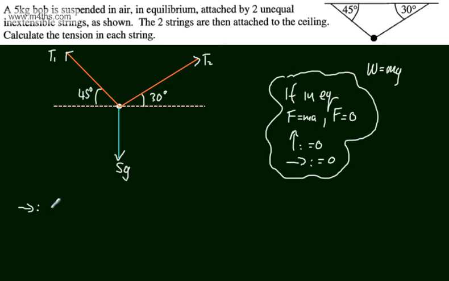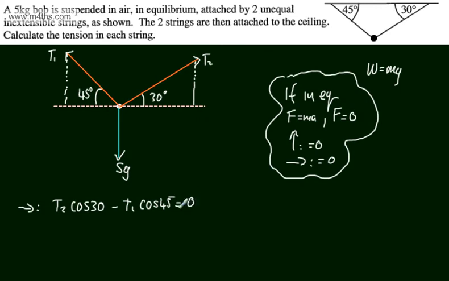So if I go ahead and resolve horizontally, let's consider the horizontal component of this force right here. That is going to be T2 cos 30. I'm now going to subtract away the horizontal component of this force right here, and that will be T1 cos 45, and that is going to be equal to 0.